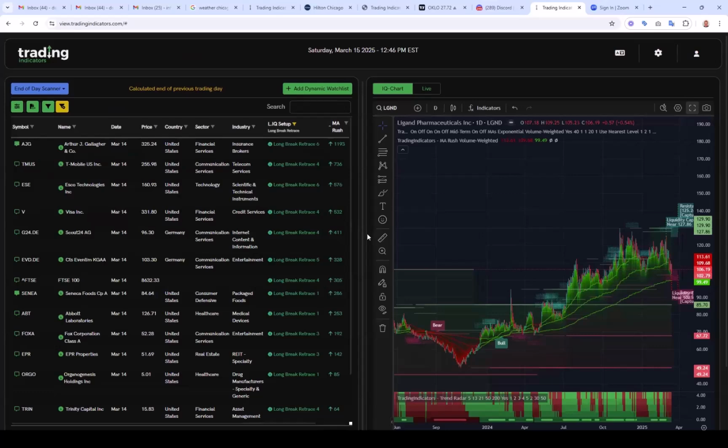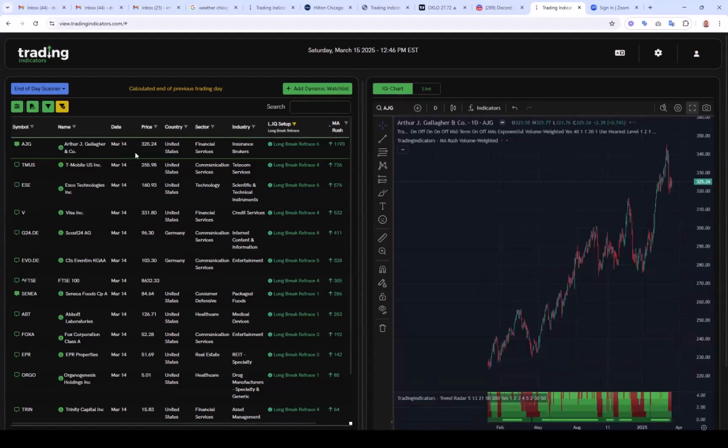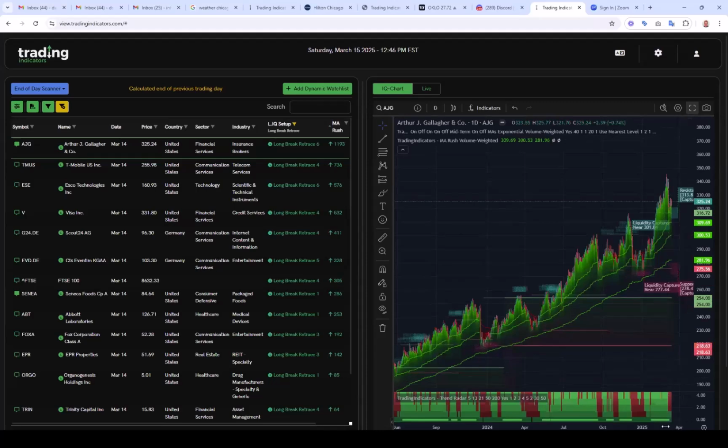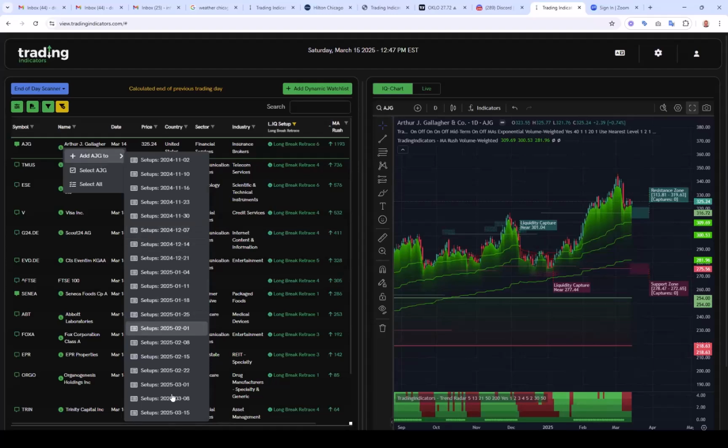Okay, so first one we see here is AGG, our classic, classic symbol. Arthur Gallagher, we're still in the same area. AGG was on our list last week for an entry. We get our fill, and now we're still in the proximity of this former resistance level now acting as support. I still like this very much. I'm going to add AGG once again, if you're not in this stock yet, to our hot list for the week ahead. So I'm going to add it. Oops. Add it to our watch list.